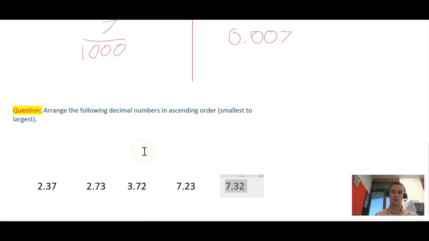So when you're doing the ascending order, always work from left to right, keep going through bit by bit, and you'll be able to get your answers from there.